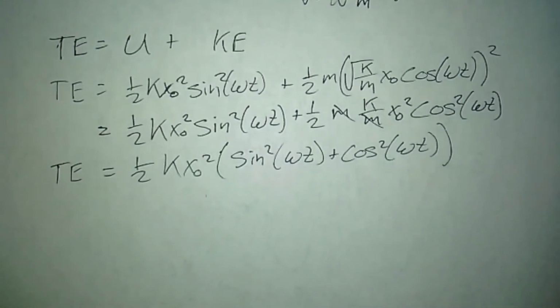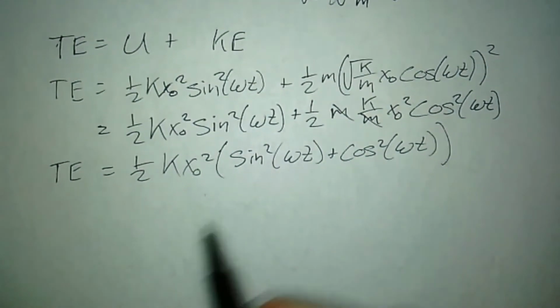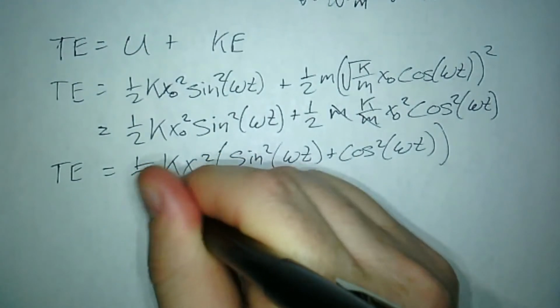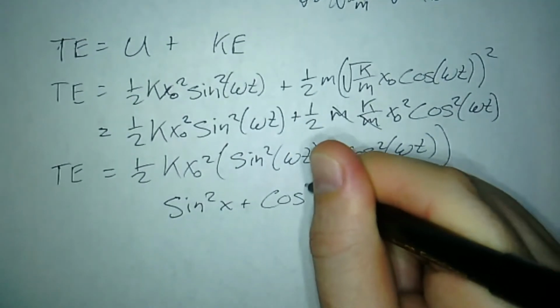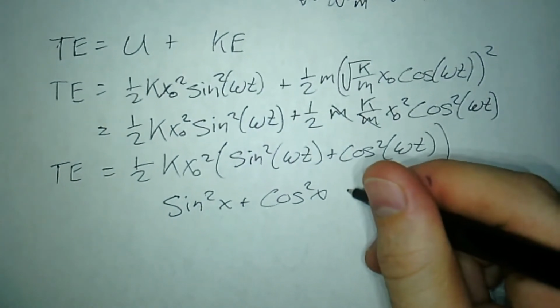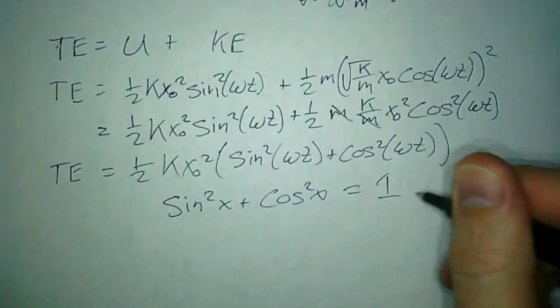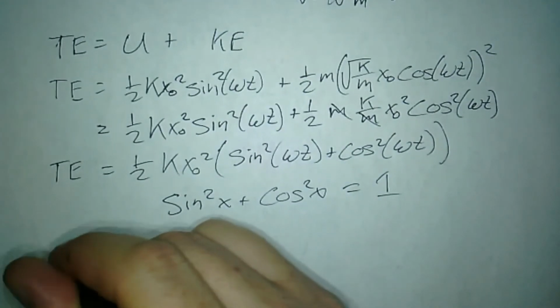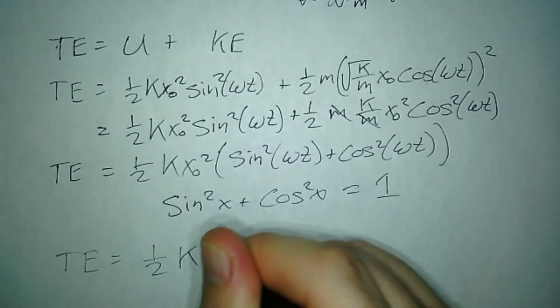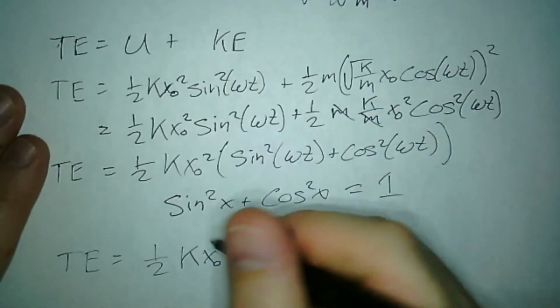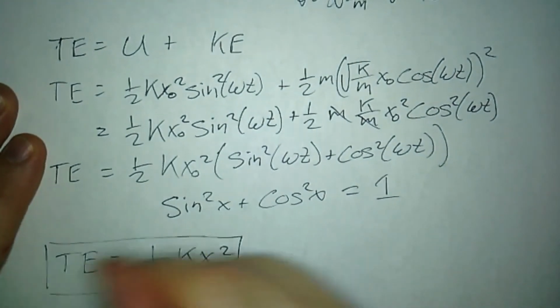Ready for the magic step? Because I said total energy is constant. This still depends on t, right? But we know that sine squared x plus cosine squared x, or y or t or theta, whatever you want, is equal to 1. So now I've just proven my total energy is a constant, like we predicted at the beginning.